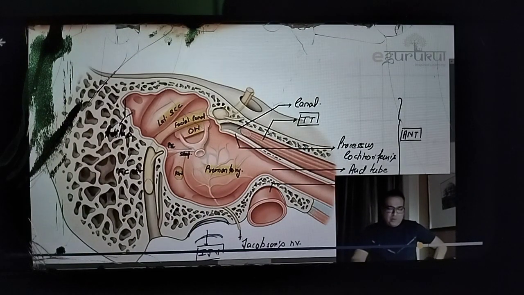In the roof there is not much more. You can see the roof, this whole thing is the roof only, and that is the tegmen tympani. This plate which is present above here, this is the tegmen tympani only.